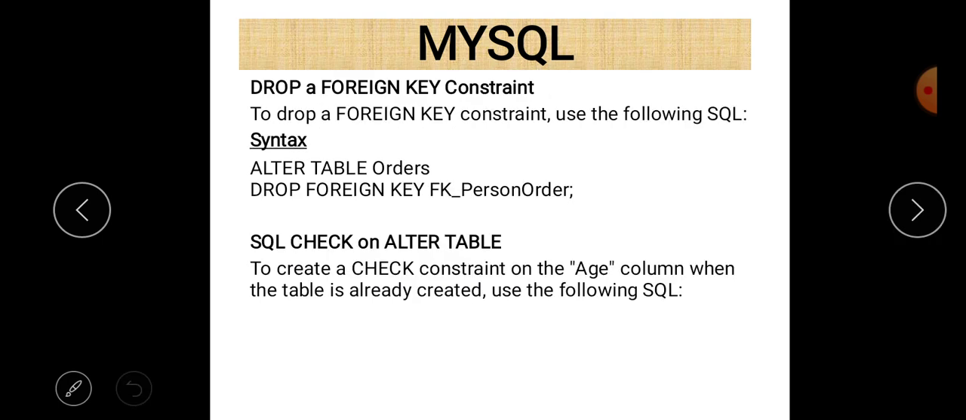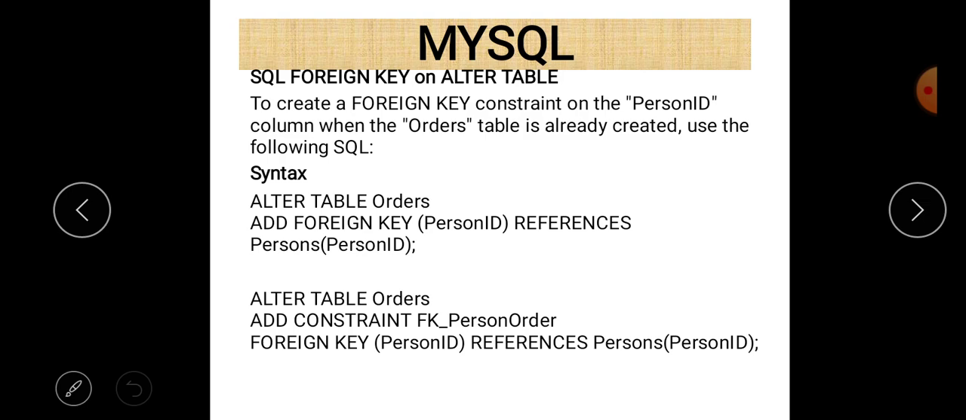If you want to drop a foreign key constraint, the keyword DROP is used with the ALTER TABLE structure. So first is ALTER TABLE and then the name of the table, Orders, and then DROP and then FOREIGN KEY and the name of the foreign key constraint. We here declared the name of the foreign key as FK_PersonOrder. Look at the second structure.